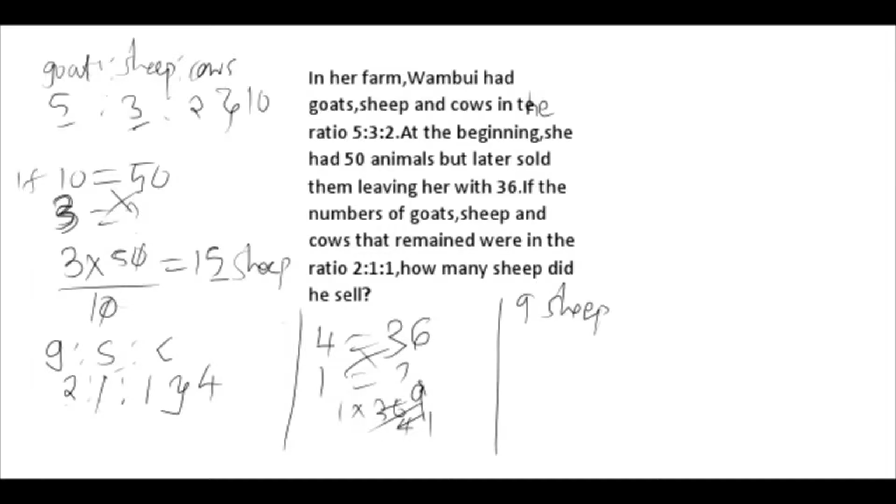So we want to know the number of sheep that were sold. So we'll say 15 minus 9, because 9 is the sheep remaining, and before selling they were 15. So we have 15 minus 9. This gives us 15 minus 9 is 6. So we have 6 sheep were sold. So the number of sheep that were sold is 6.